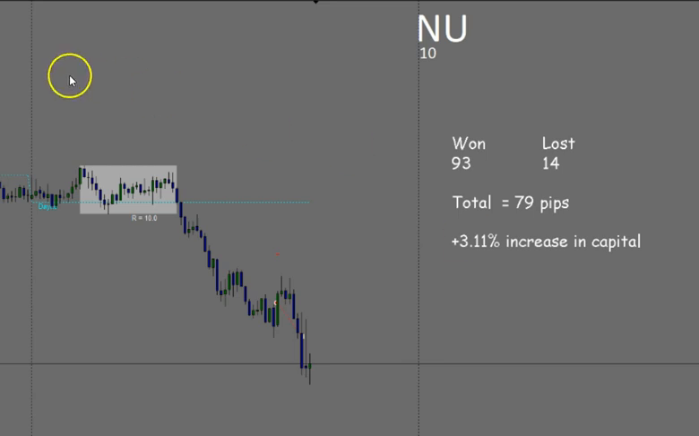So finished for the day, and it's been a reasonable day, seen some good moves and some continuing moves I'm still seeing now, but I'm quite happy with that, walking away with 79 pips.